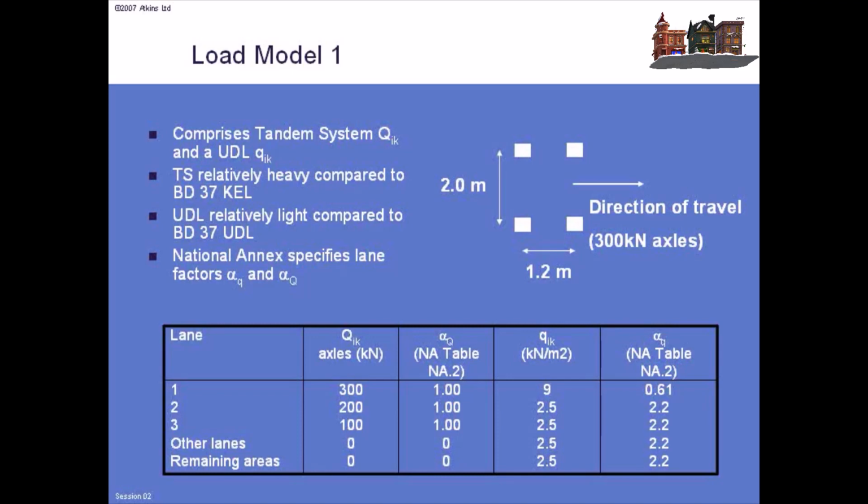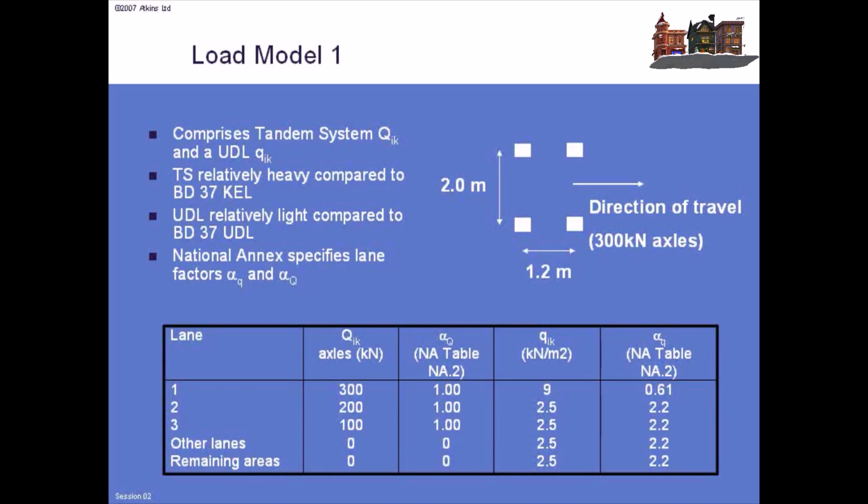And in fact, for lanes above 3, we don't have a tandem system, but we do have some UDL to consider. Now, what's happened in the UK National Annex is we've selected lane factors, and they're separate for the tandem system. These are the alpha big Q values here, and for the UDL, the alpha little q factors here, and they look quite odd. So for the tandem system, all the lane factors are 1. So basically, we're just saying what the Eurocode's got is fine. We'll just stick with that.